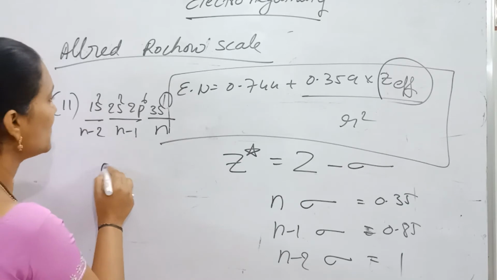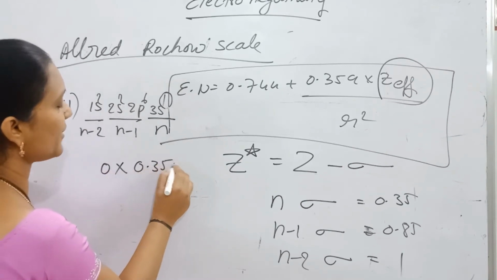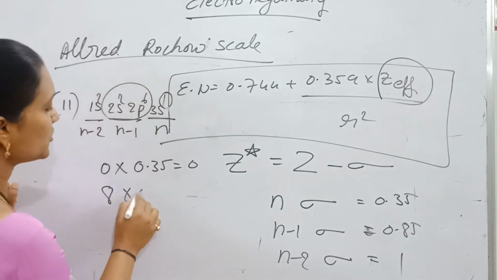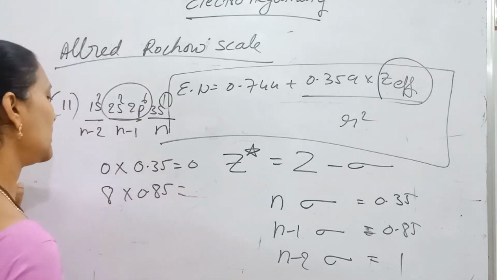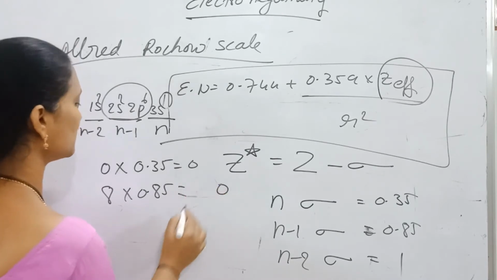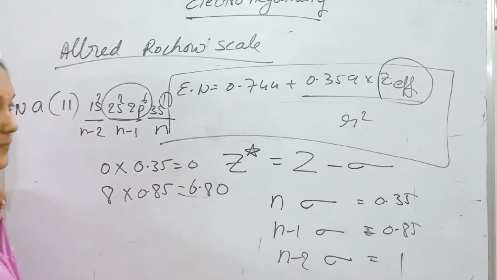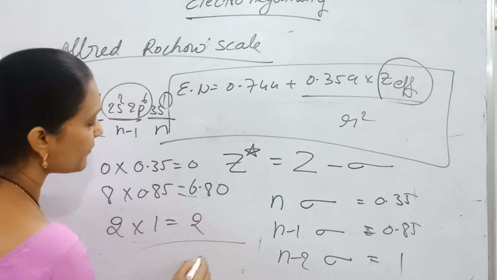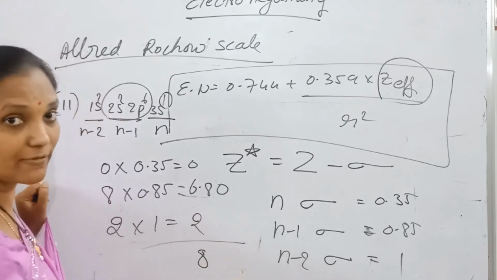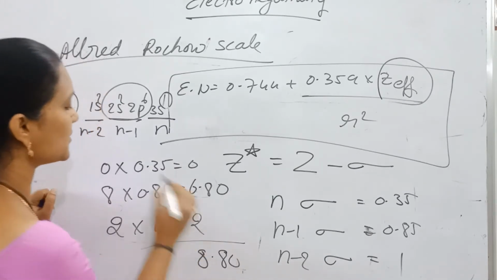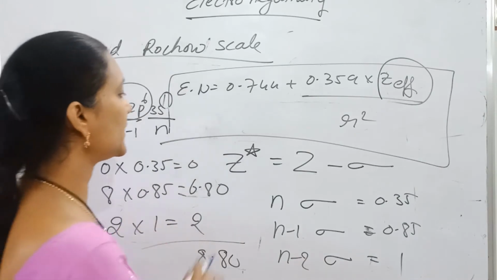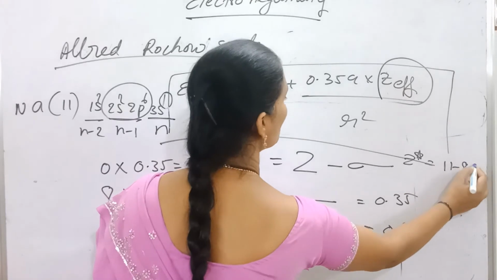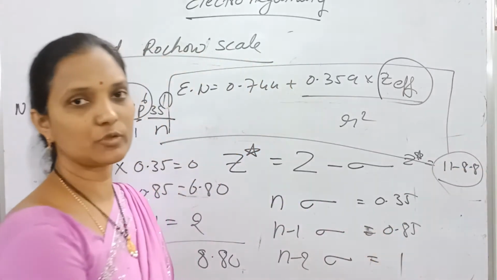0. 0 into 0.35 is 0. Inner shell, how many electrons? 8. 8 into 0.85 is 6.80. And innermost, how many electrons? 2 electrons. 2 into 1 is 2. So the total screening effect, or shielding effect, is 8.80. Now calculate effective nuclear charge. Z star is equal to atomic number 11 minus 8.8, and this is equal to the effective nuclear charge.